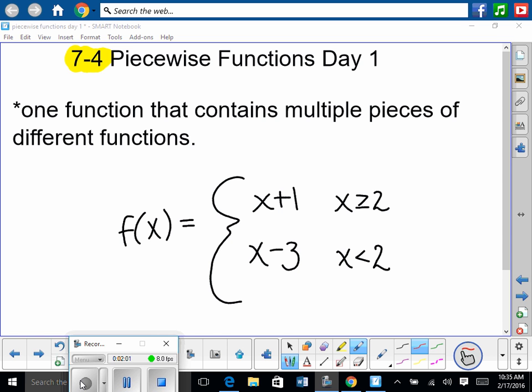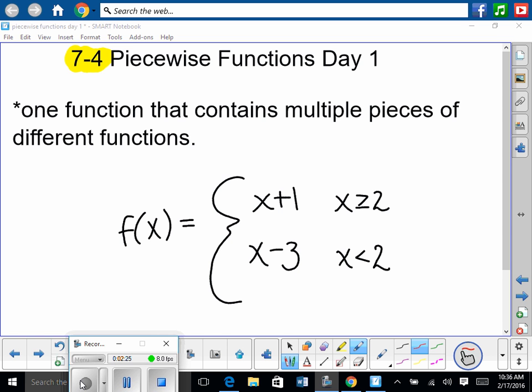So we have this first function, x plus 1. Does everybody see that? We have the second function, x minus 3. Aren't they just both lines? Yeah? Is everybody good? So we have two pieces of different functions. Now we only keep this function for x values greater than or equal to 2. So we would draw this line, but only keep it for x values greater than or equal to 2. So this is kind of our domain restriction.